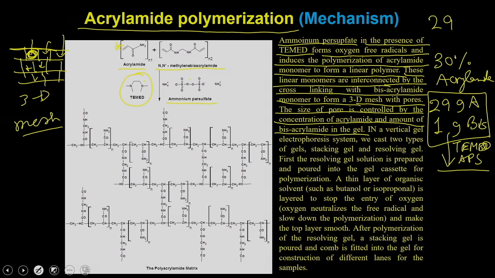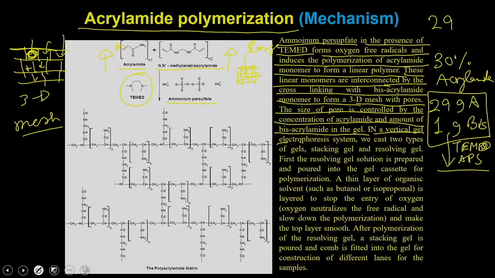Which means if you increase the bisacrylamide concentration or the acrylamide concentration, you are going to decrease the pore size, because you keep putting in more and more fibers, and as a result the pore size is going to be smaller and smaller. This means you cannot use a very highly cross-linked gel with a large protein, because a large protein will not be able to enter these pores, and as a result it will be excluded from the gel.